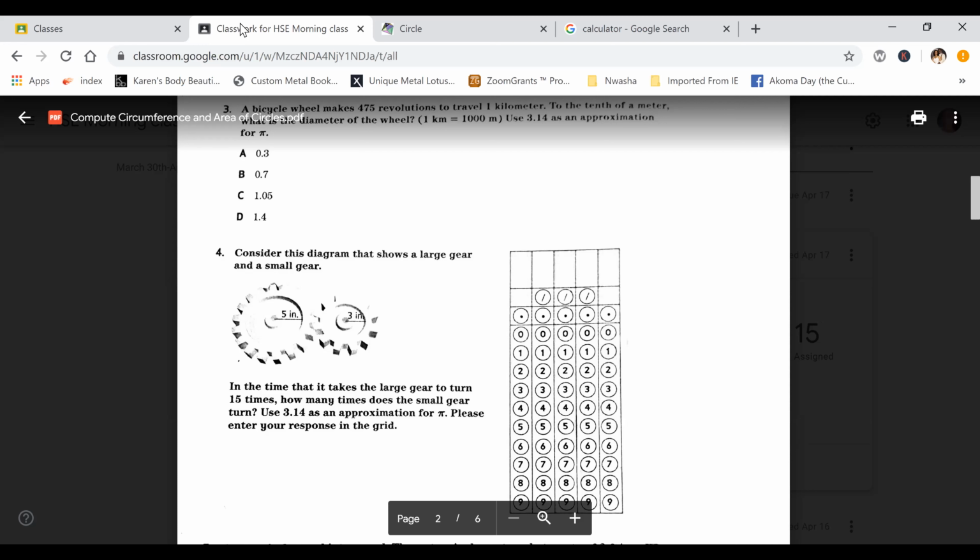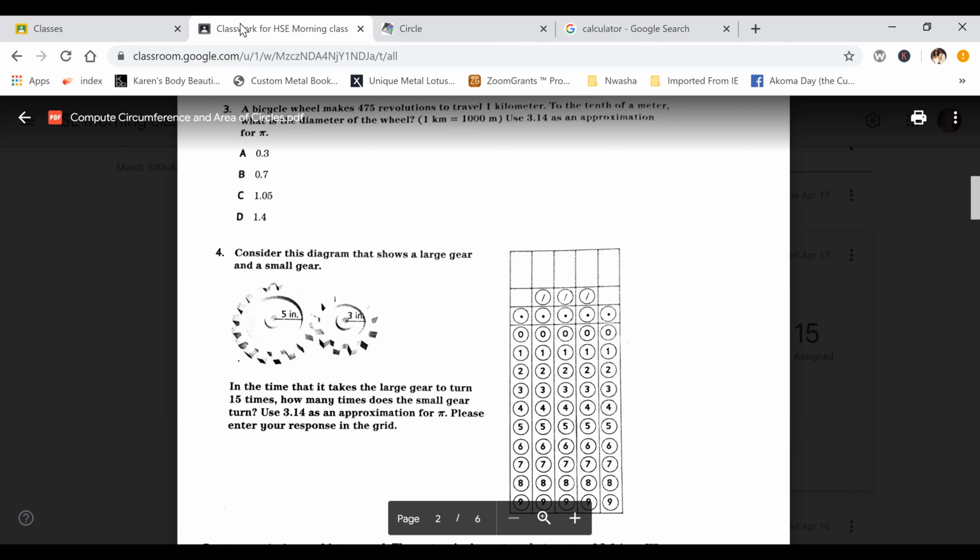3.14 times what? Radius squared. No, that would be for area. Oh yeah, you're right. 3.14 times 10. Diameter. Right.